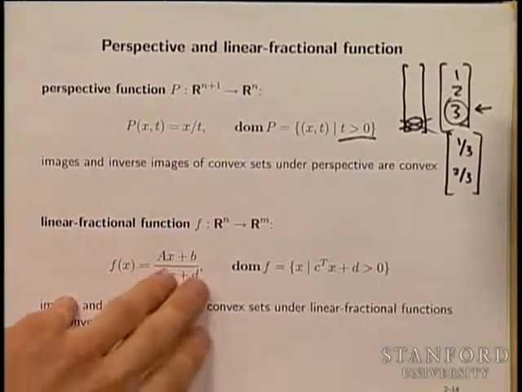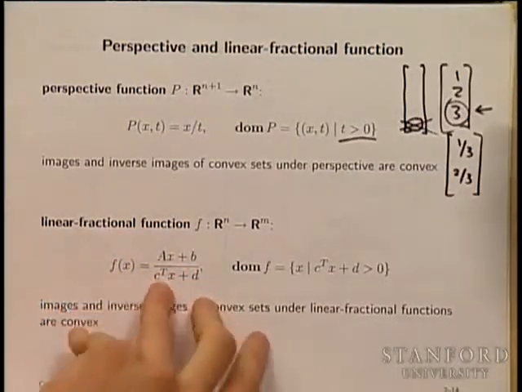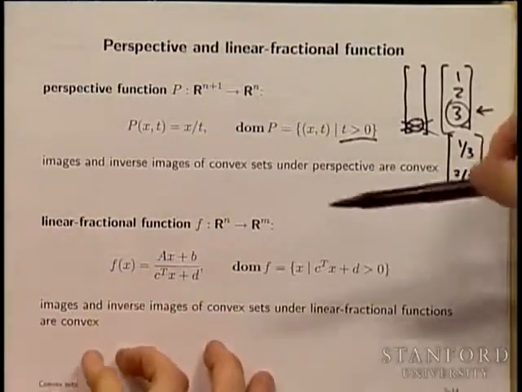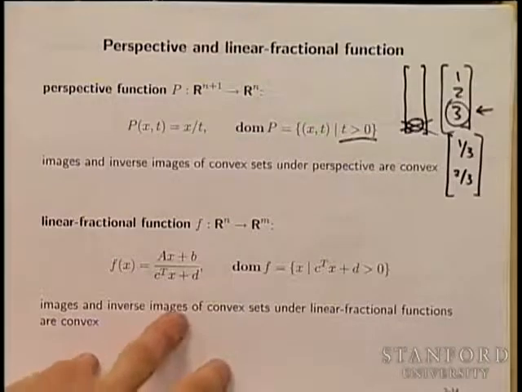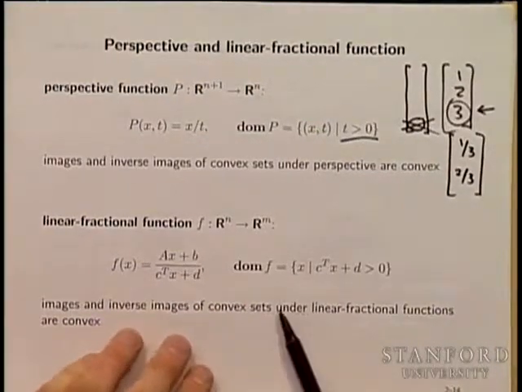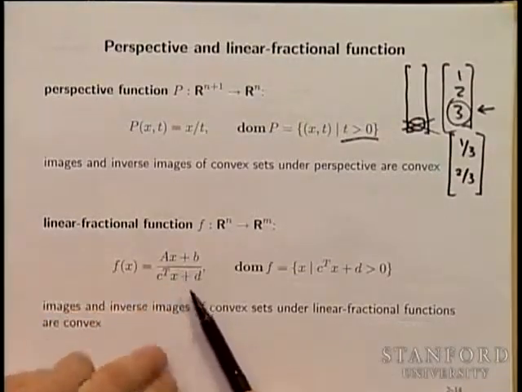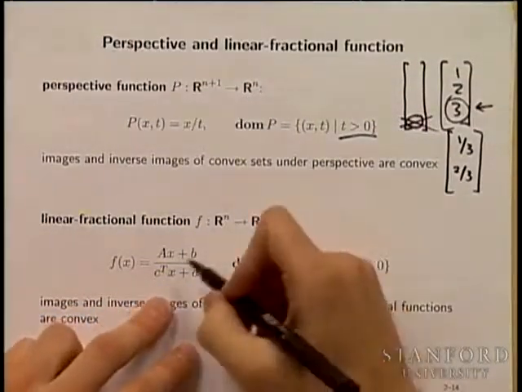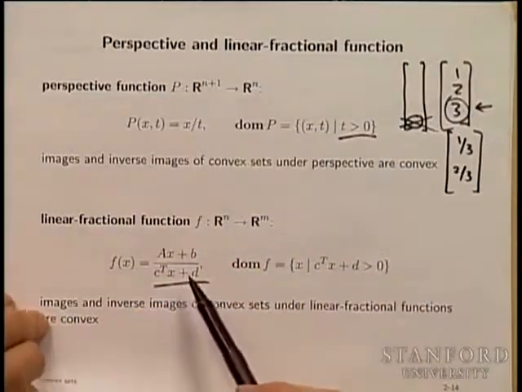So if we have some matrix A, a vector C, vectors B and D, then again, under both the image and the inverse image, the image and inverse images of a convex set under this transformation are themselves convex. And there's a domain constraint on positivity of the denominator here as well.